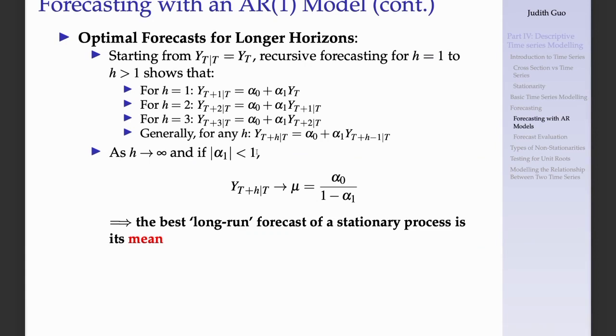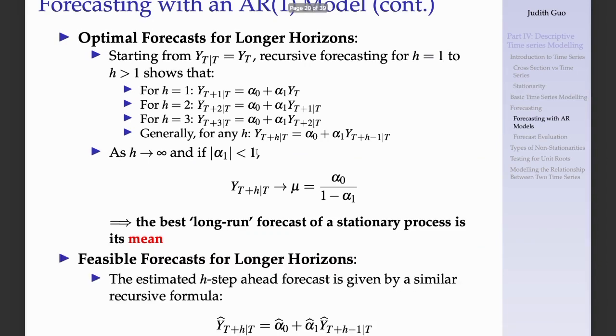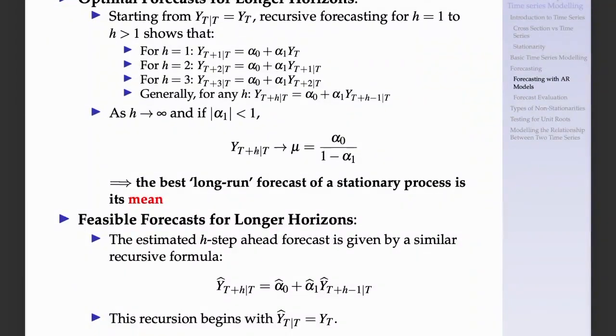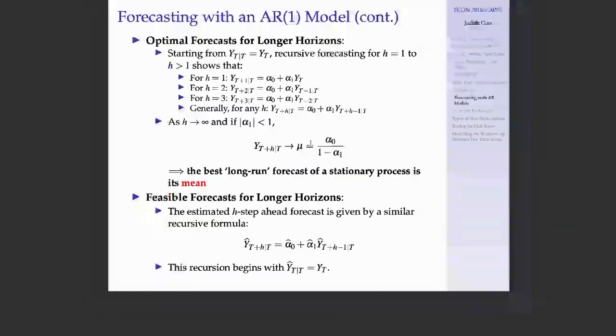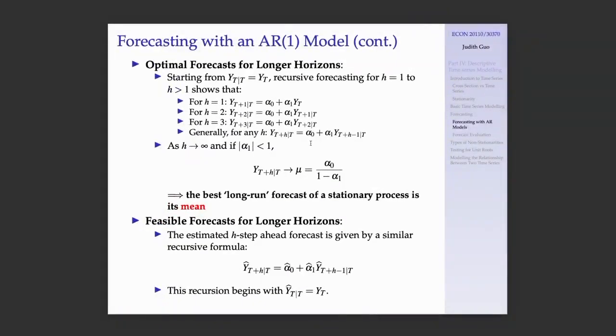So this is the optimal forecast. And essentially, the feasible forecast is just obtained by plugging in the alpha hat. You use the OLS estimates for the parameters, and then you plug them in to replace the optimal ones. So this is the theory.